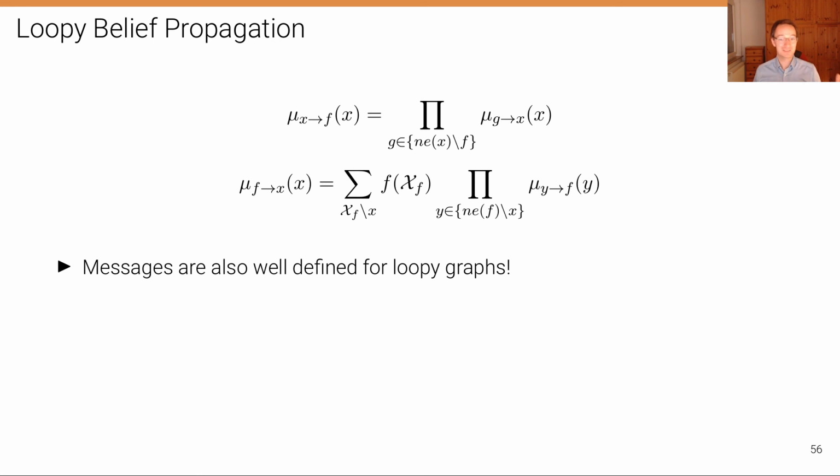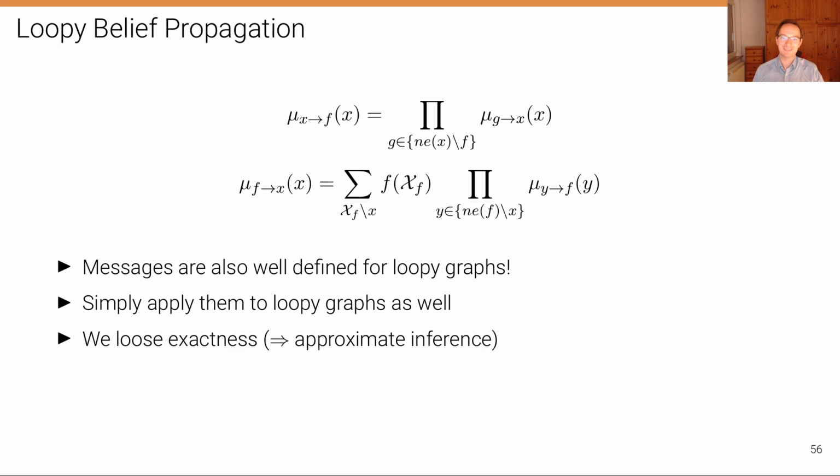Of course, the messages are well defined also for loopy graphs. So we can just try to apply the same algorithm that's exact for trees and chains to loopy graphs, and that's called loopy belief propagation. But the downside of this is that we now lose exactness. So it's only an approximate inference.